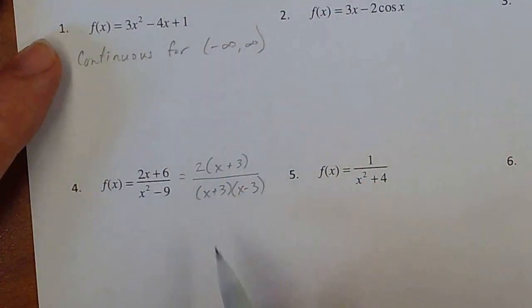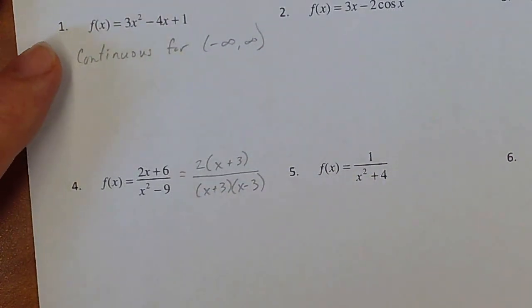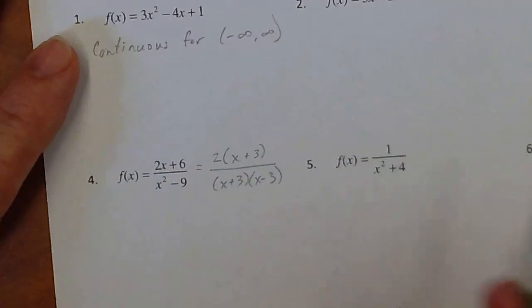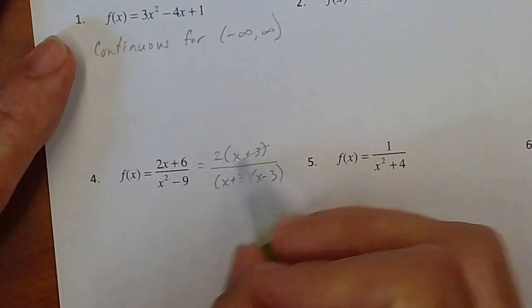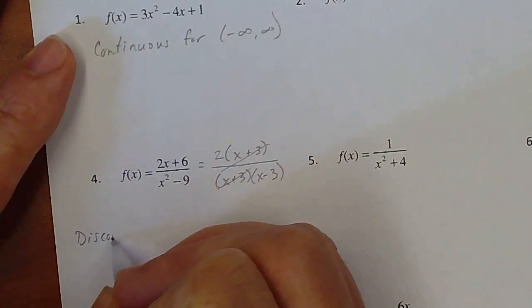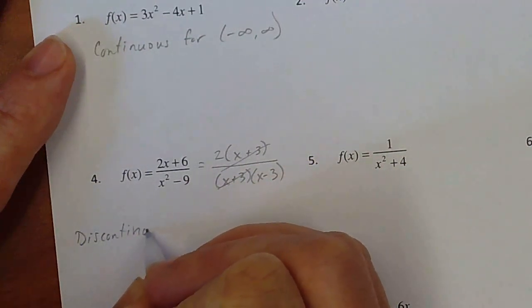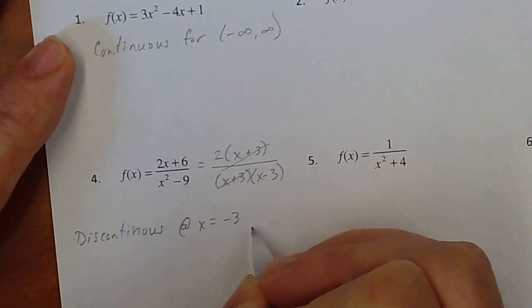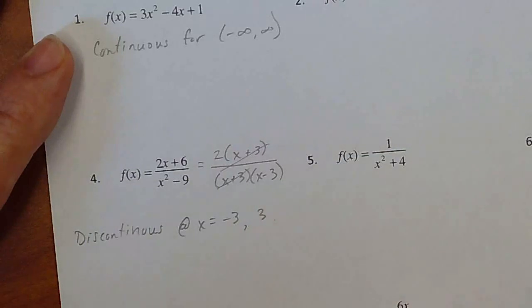That's why it's important to do it by hand, because on a graph sometimes you can't see it. You'd have no idea that this x equals 5 was a discontinuous spot. All right, so we can see how this cancels out. So we know it's discontinuous at x equals negative 3 and positive 3.